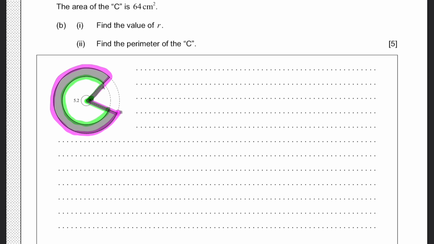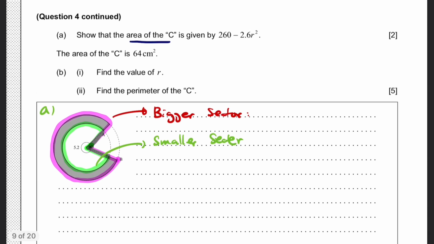Okay, then what you're going to do is calculate the area of the bigger sector, and we're also going to calculate the area of the smaller sector, to find the area of the letter C. Okay, that's what you're going to do.